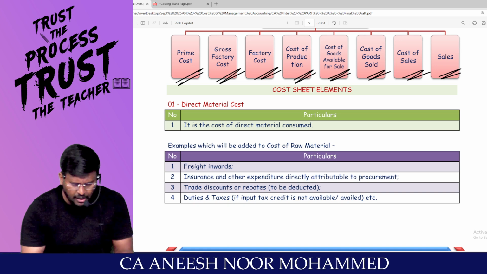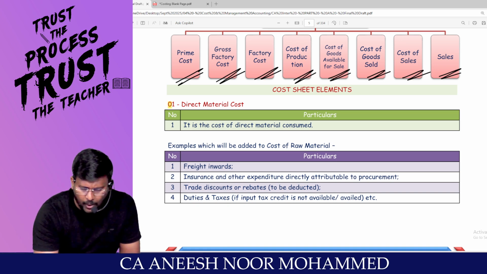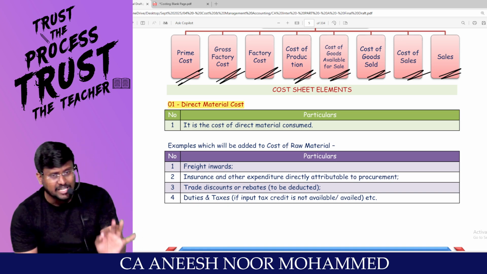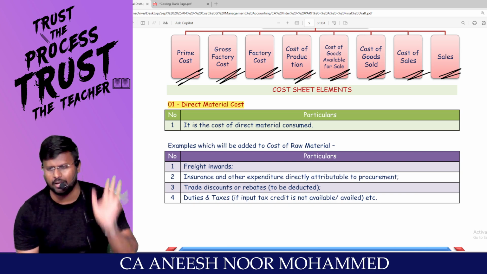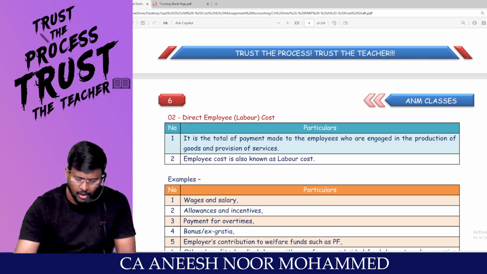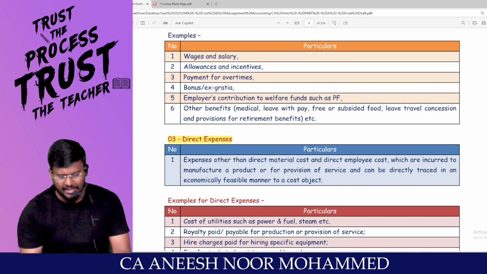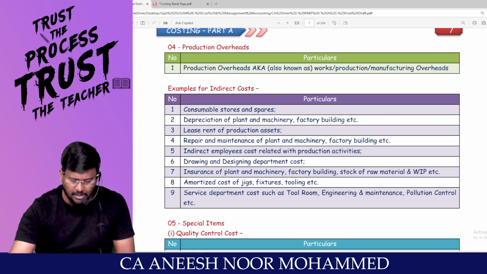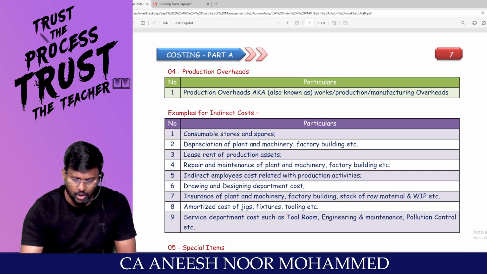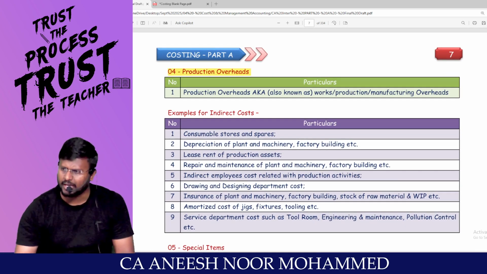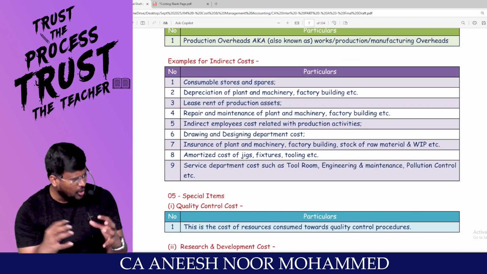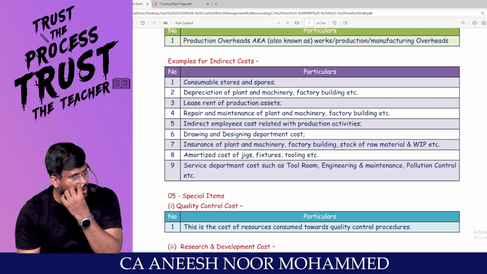In that, my dear lovable students, we are having one by one. We will be discussing what is direct material cost, what is direct labor, what is direct expenses, because these three things comprise the prime cost. Sir, what is production overhead? What all items will be coming inside the production overhead?